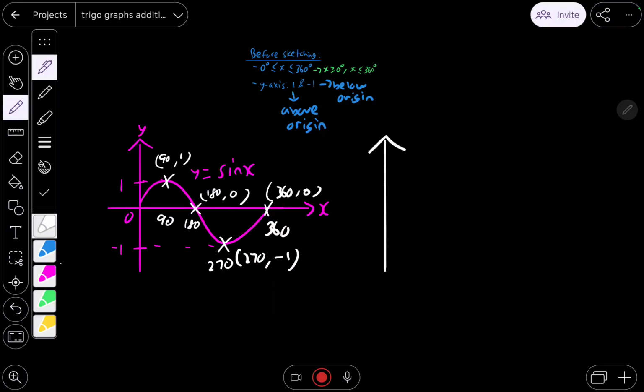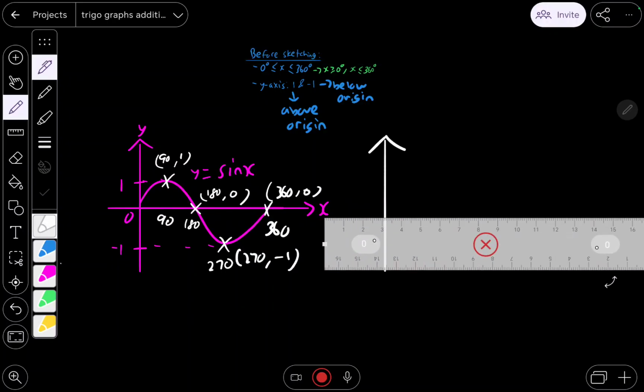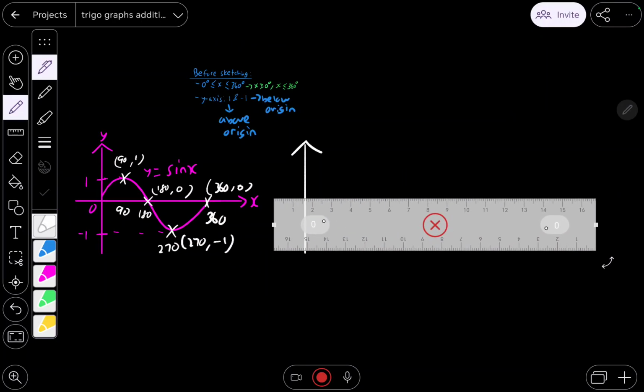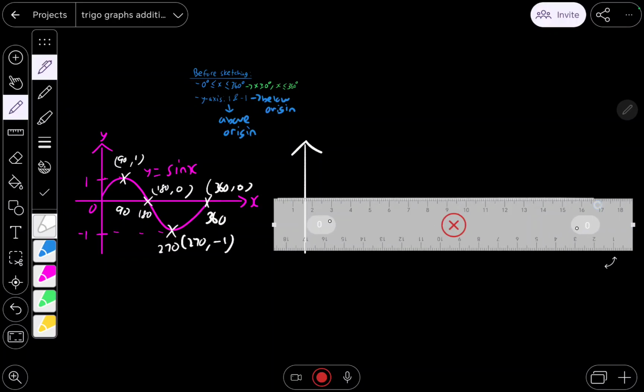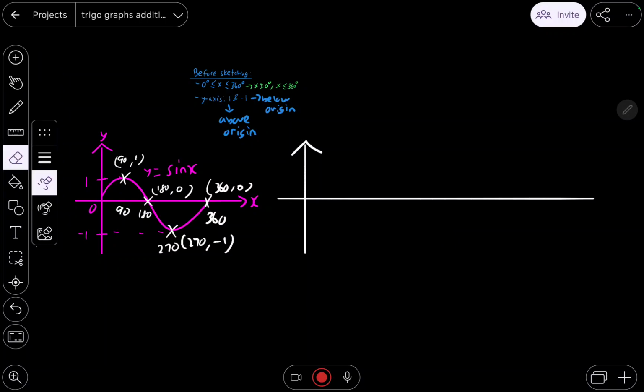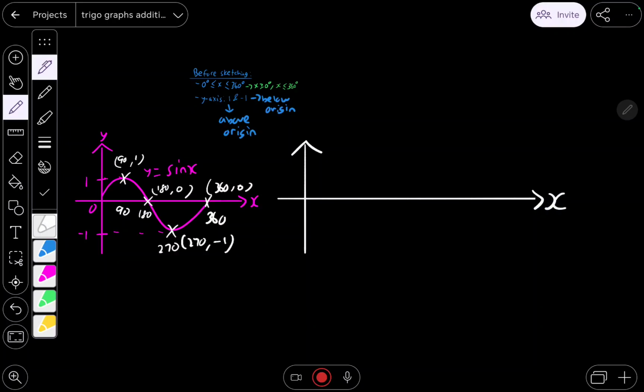Okay, I'll just draw like that, and of course we need your x-axis as well. Okay, so way too long. Okay, like that. X-axis, y-axis, and your origin. So this is a negative sine x graph, so the shape will look like this. You see the difference?